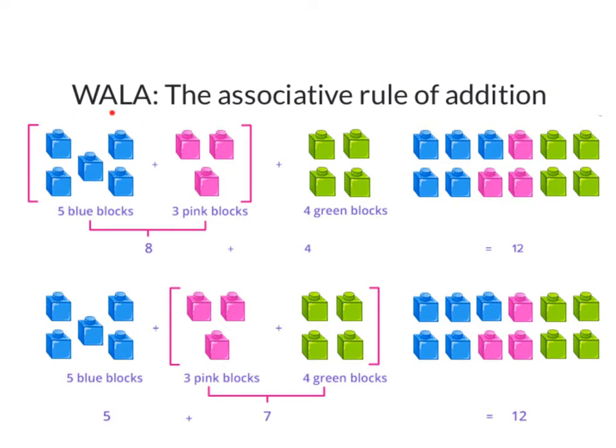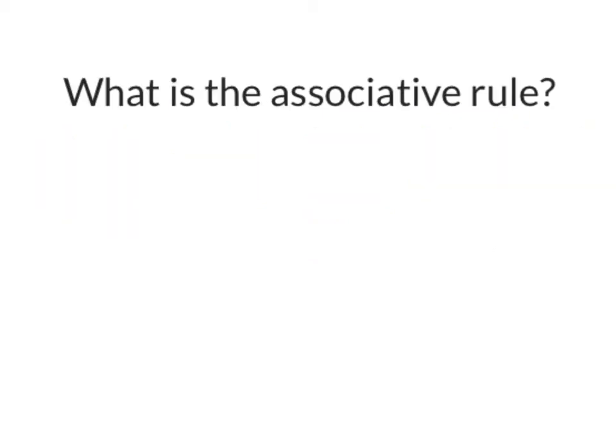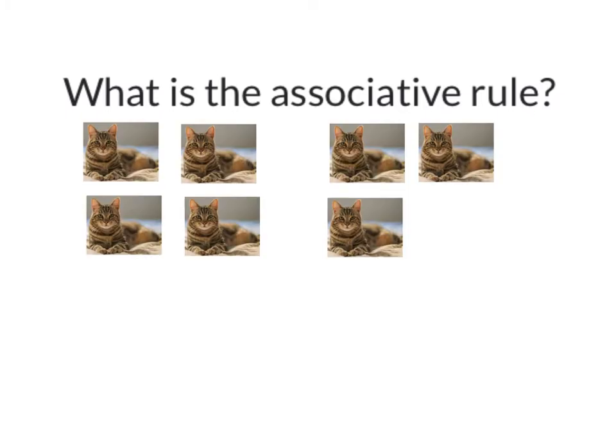We are learning about the associative rule of addition. What is the associative rule? Here I have 4 cats and here I have another 3 cats. I can write this as an equation as 4 plus 3, and altogether I know that that makes 7. These parts in my equation are called the add-ins, and this is called the sum.